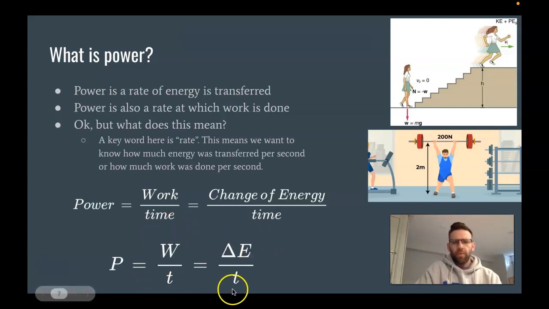Another way to write that with just symbols: power is work divided by time, or it equals the change in energy divided by time. Remember, this delta symbol means change.